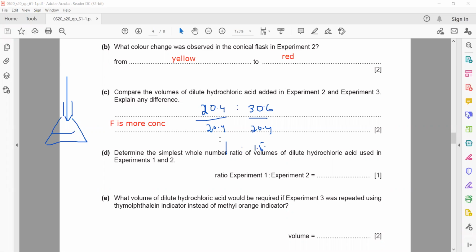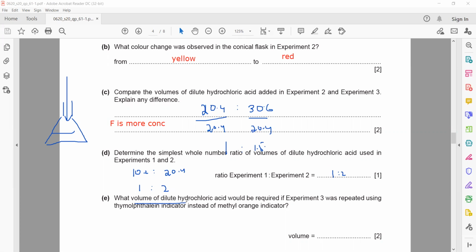Determine the simplest whole number ratio of the volume of hydrochloric acid used in experiment 1 and experiment 2. So when you compare, in experiment 1 we use 10.2 and in experiment 2 we use 20.4. When I take the simplest ratio, I divide by 10.2. So the ratio of experiment 1 to experiment 2 is 1:2.